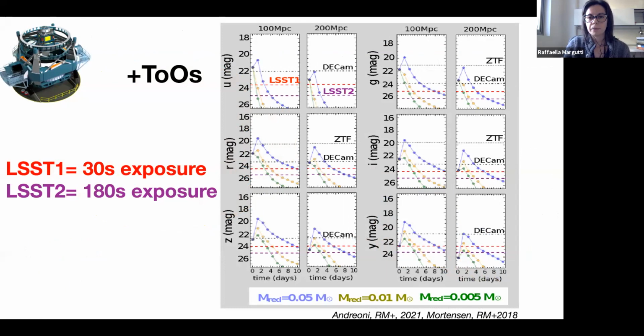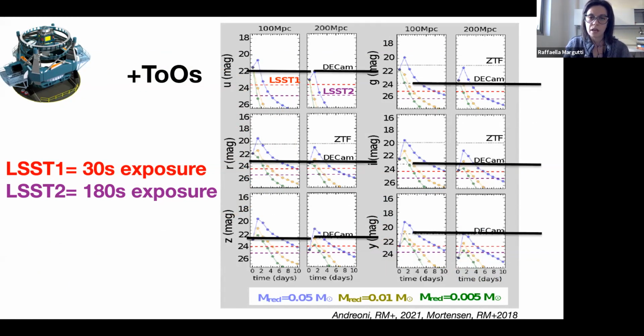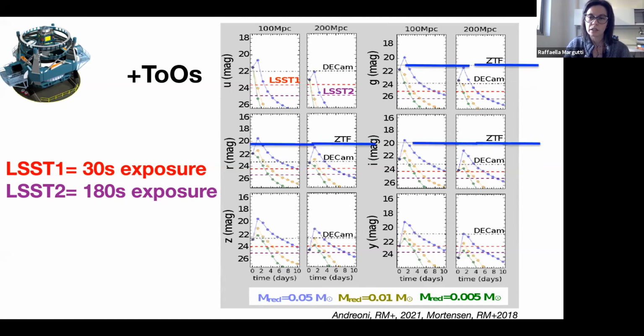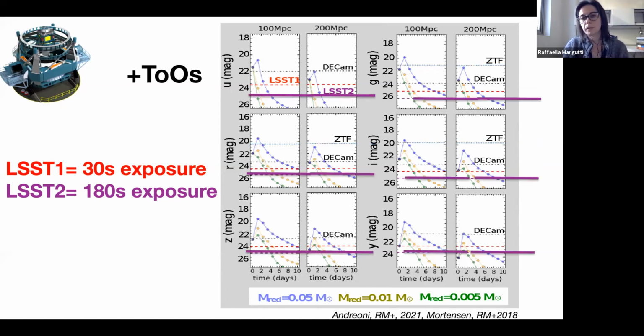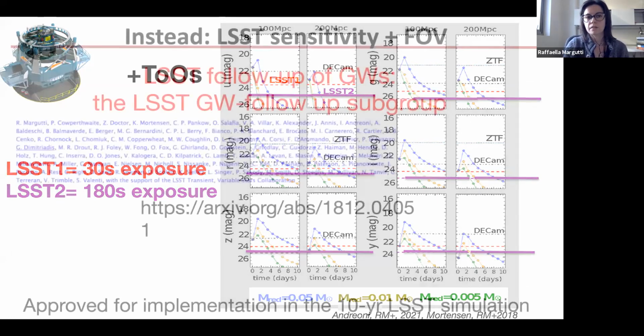This is a complex plot, a little bit busy, but I want to drive home one point, which is that the counterparts tend to be faint at the typical distances where GW sources will be found in the next observing runs. If you put there the typical limits of other surveys, and here I'm emphasizing DECam and ZTF, you can see that really the only way to play this game is to use a much bigger glass like LSST Rubin.